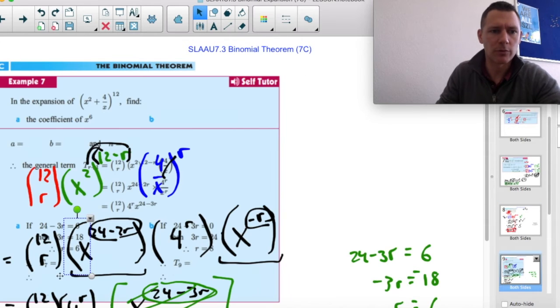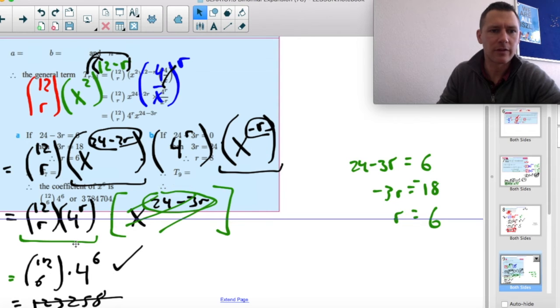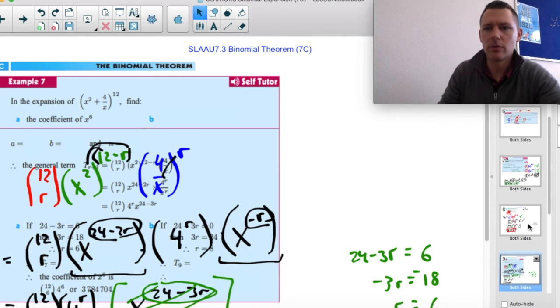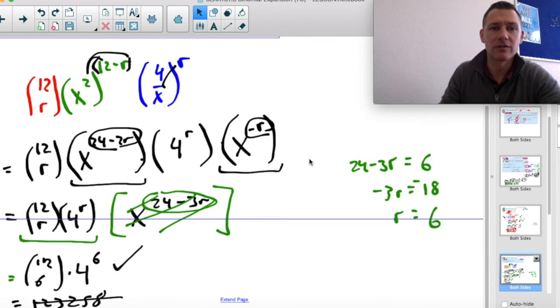Nope, nope, nope. 12 choose 6, 4 to the 6th. Was that even close? No, I wasn't close. That's okay. All right, we're going to also do part B.